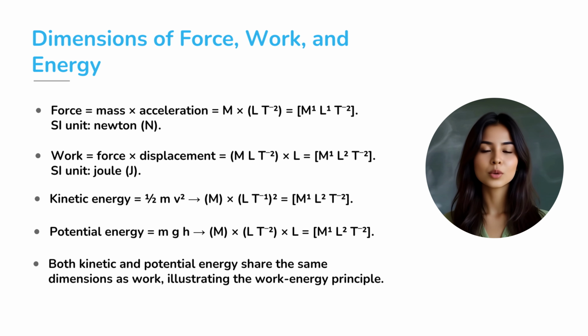Kinetic energy has the formula 1/2 mv squared, that's mass m multiplied by velocity squared. Since velocity is Lt to the power minus 1, squaring it gives L squared t to the power minus 2. Multiplying with m, we again get mL squared t to the power minus 2. Potential energy equal to mgh also reduces to mL squared t to the power minus 2. So both kinetic and potential energy share the same dimensional formula as work, highlighting the principle of conservation of energy.